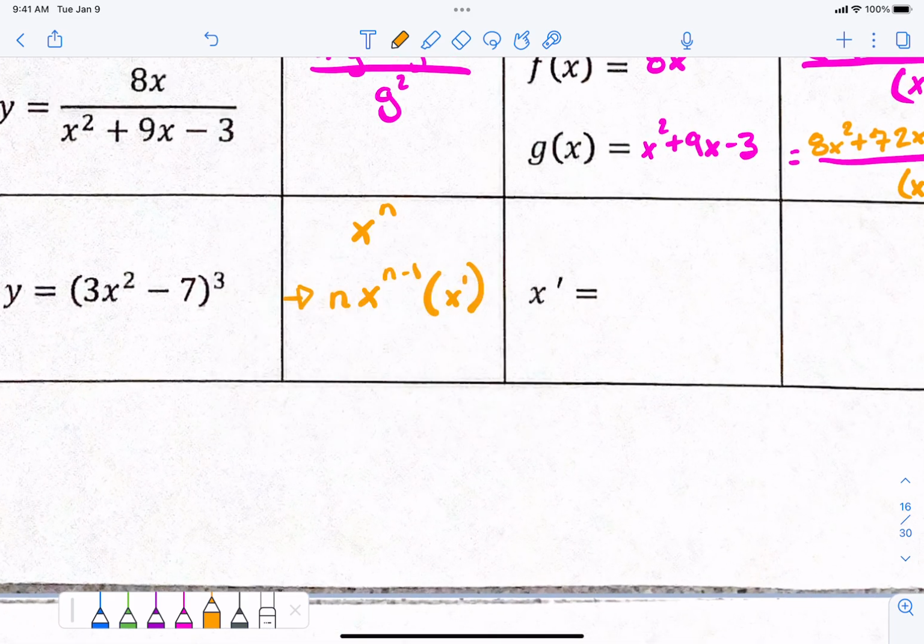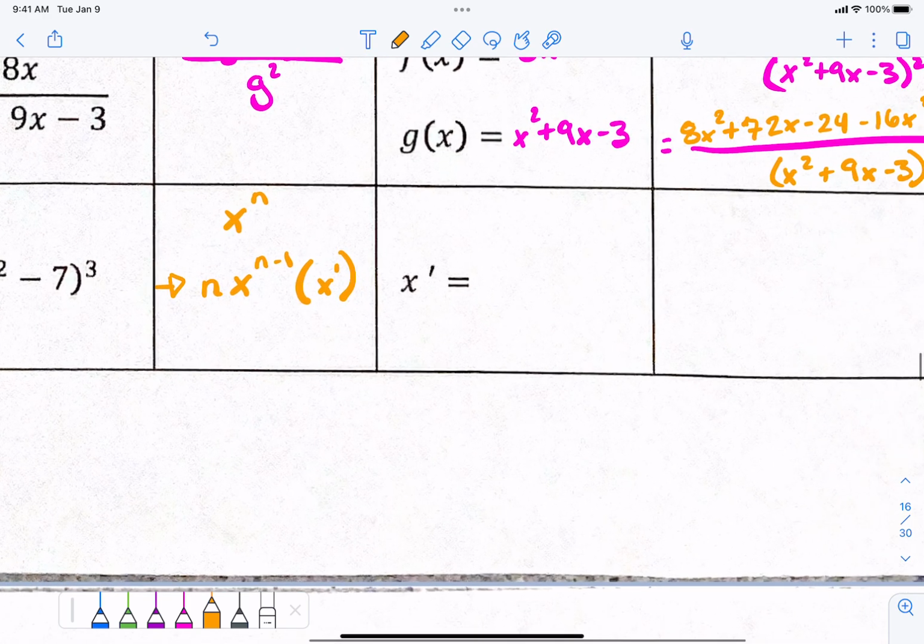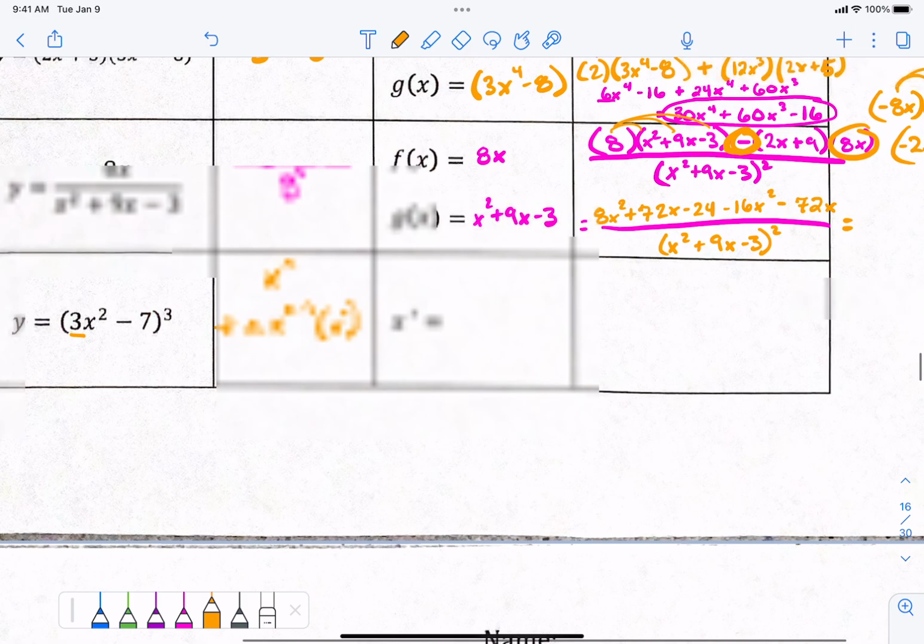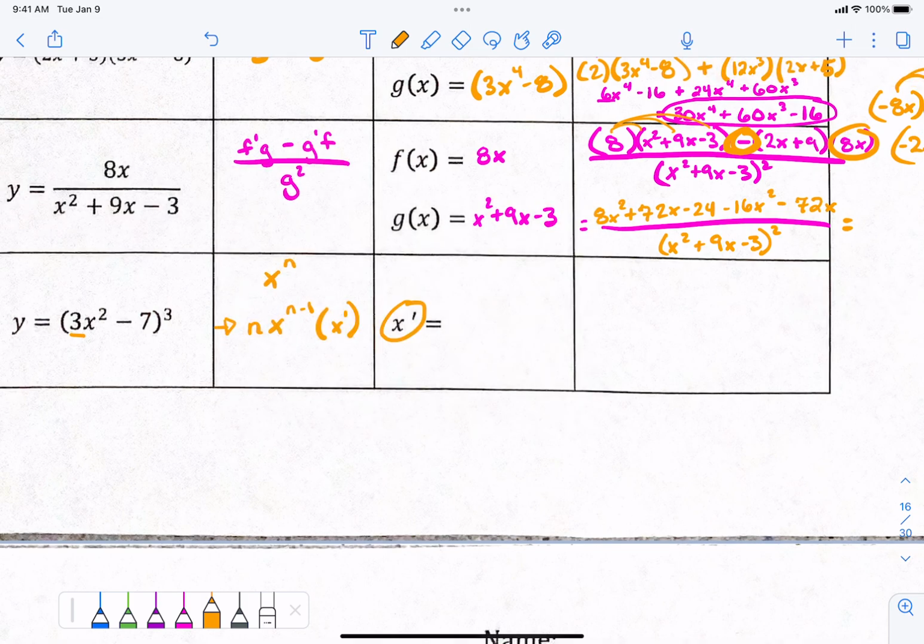I don't get that. So, okay, we'll get to it, okay? So, when you do this, let's just go over here and then we'll fill in what x prime is, okay? So, normally this, just treat it as something to the third power. Normally I would bring the 3 down in front.